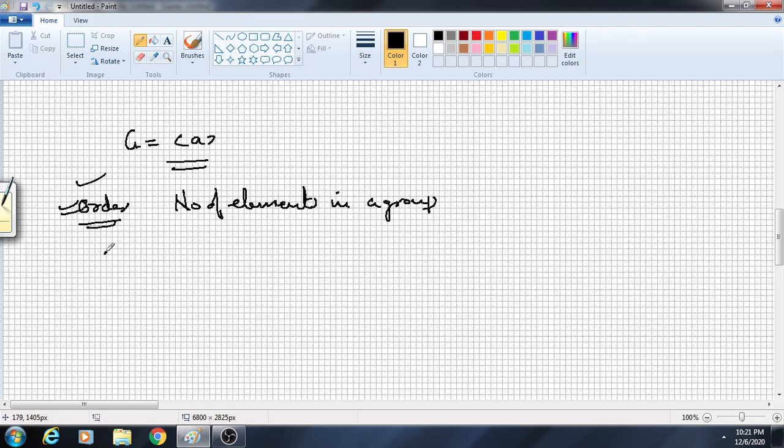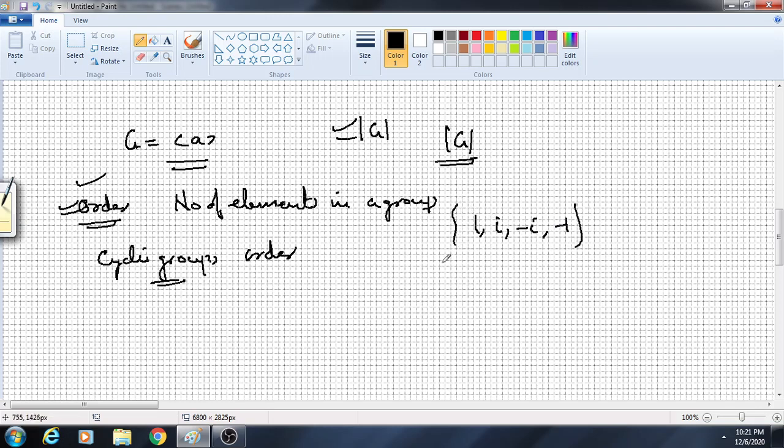So let us consider the concept of cyclic groups and order. Generally I will not denote the order by this symbol; just like modulus, I'll write order of G as simply modulus of G. Now we are considering cyclic groups. So let us consider the group again, 1, i, minus 1, and so on. So this was our foundation. Let us consider this group.